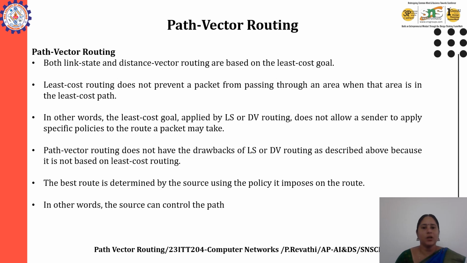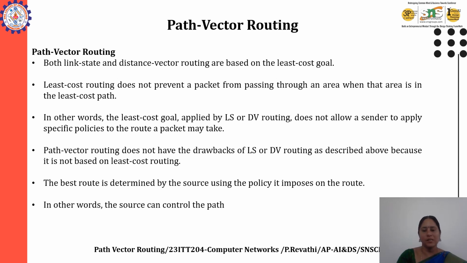It is different because it doesn't just blindly follow the cheapest route. Instead, it allows the source, that is the sender, to apply its own rules or policies to decide how packets should move through the network. Think of it like this. Say you're planning a trip on Google Maps, it shows you the fastest route, but you might avoid toll roads, or prefer to drive through scenic areas. That is exactly what path vector routing allows, custom routing based on your preferences.